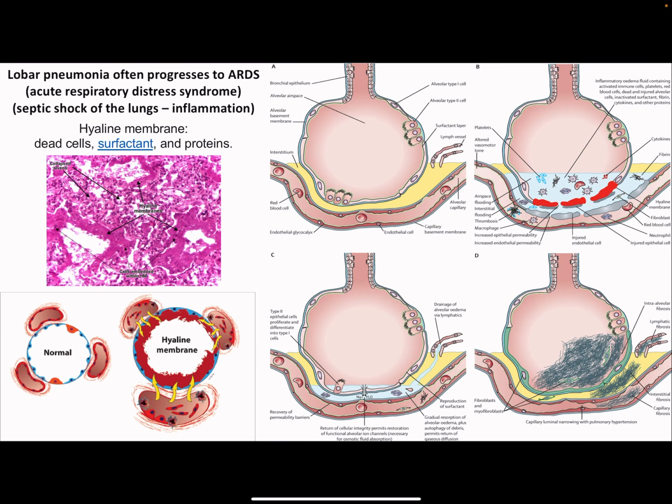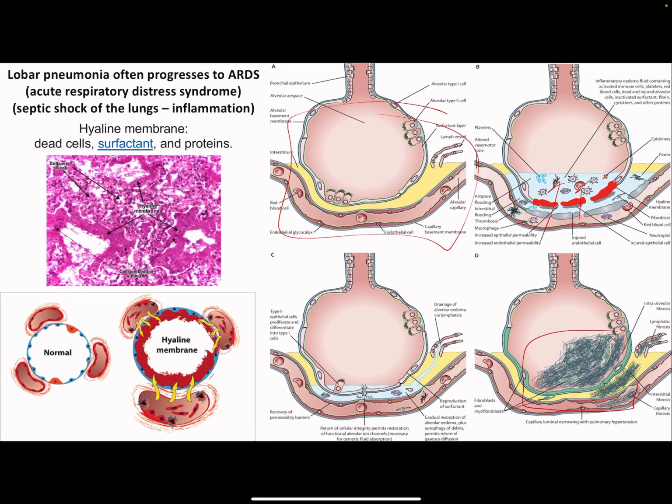This can progress if the immune response gets bad enough. This can cause an autocatalytic immune response called ARDS, acute respiratory distress syndrome. This is like the septic shock of the lungs. So it's really a lot of the same pieces of the puzzle. We have this inflammatory response, which causes the endothelium to become leaky. Fluid is going to rush in.